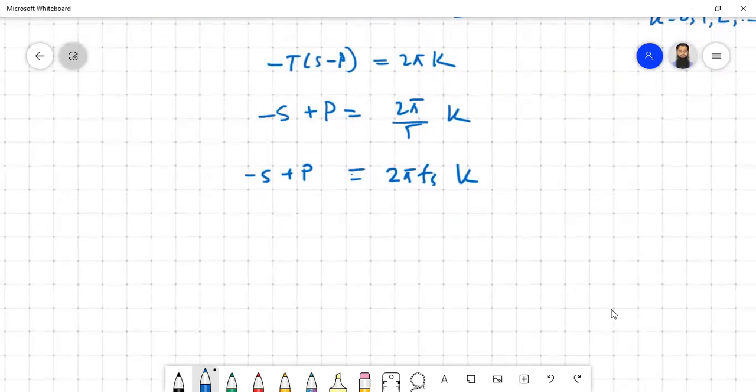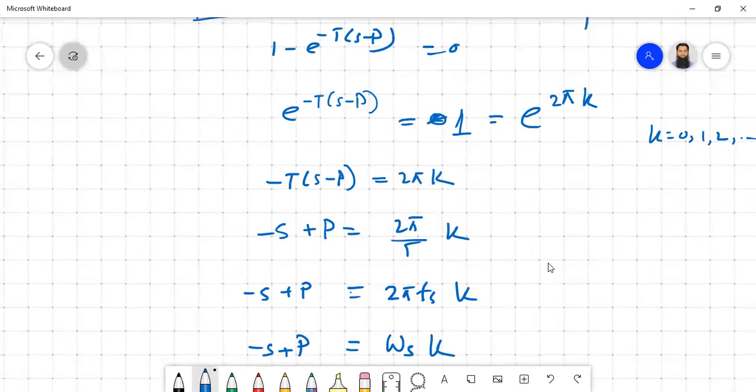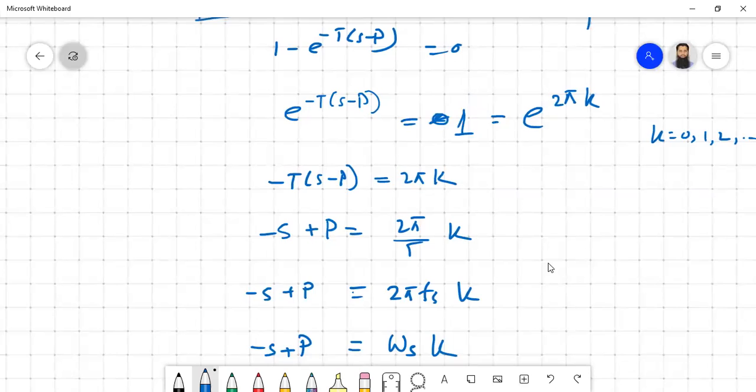So we can also write it as omega s, in terms of radians. So minus s plus p. So the poles of that one are basically p equal to s plus k omega s. Okay, one thing we missed actually, and that is we have to give a j here.